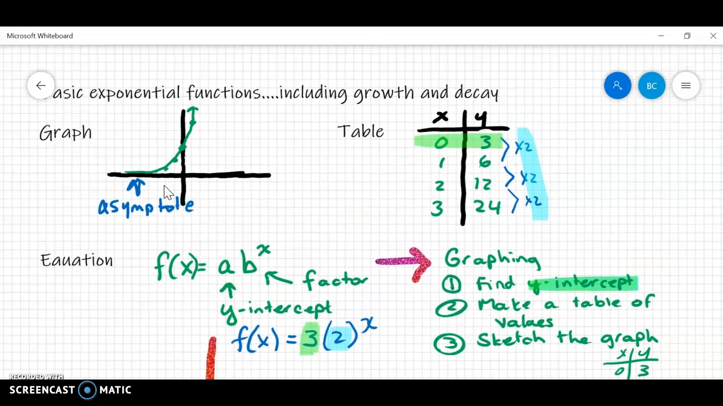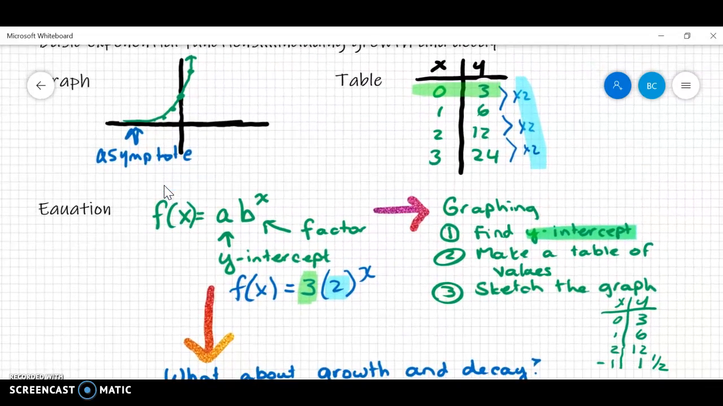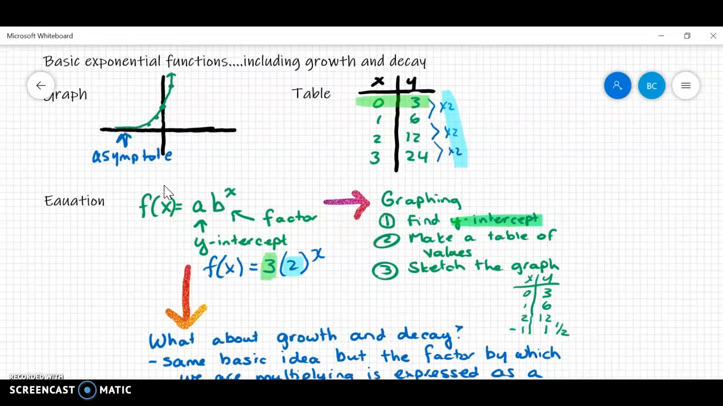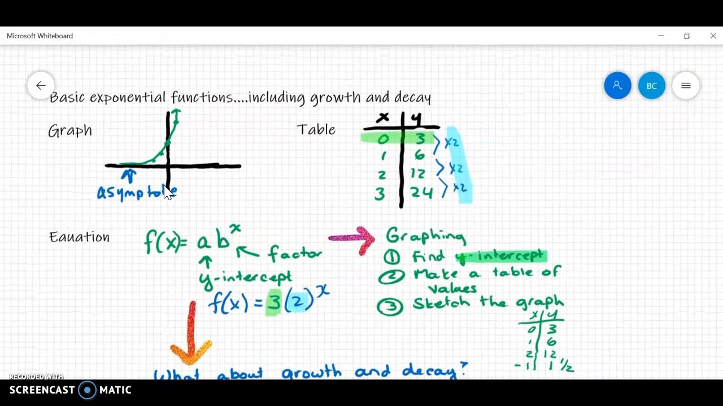So I'm going to go back up here to, trying to get it all in one frame for you. I'm going to go back up to the graph and plot those points. So there was my 0, 3, there was my 1, 6, there was, I didn't do 2, 12 because it would have been way up there. There's my -1, 1.5, and I know it's getting closer and closer to the asymptote, so I have enough points now to draw my curve.